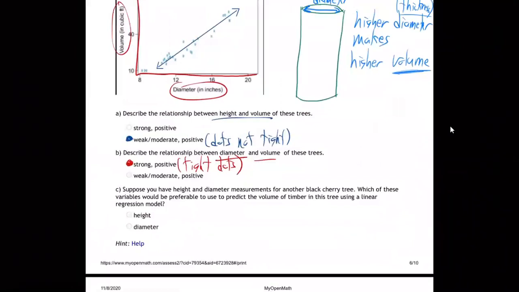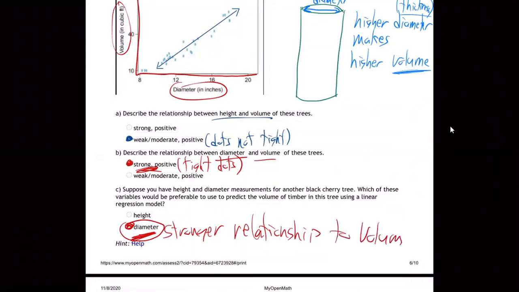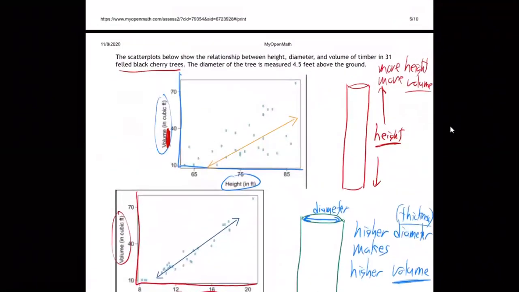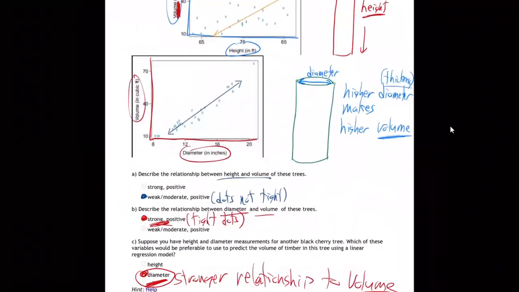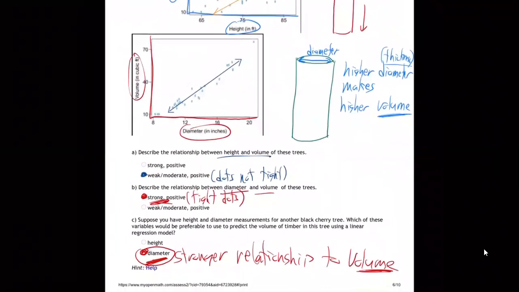So the stronger relationship there tells us diameter. That's the stronger relationship. The dots are tighter, which means diameter is more closely connected. Diameter connects to volume better than height does, is what we're seeing from that. So there we go.